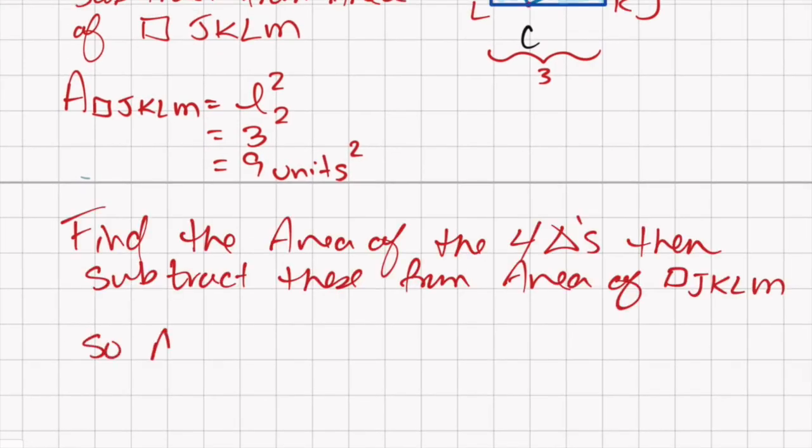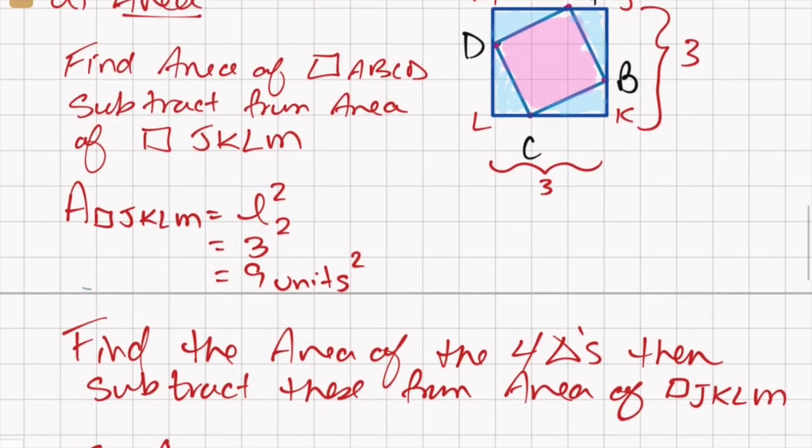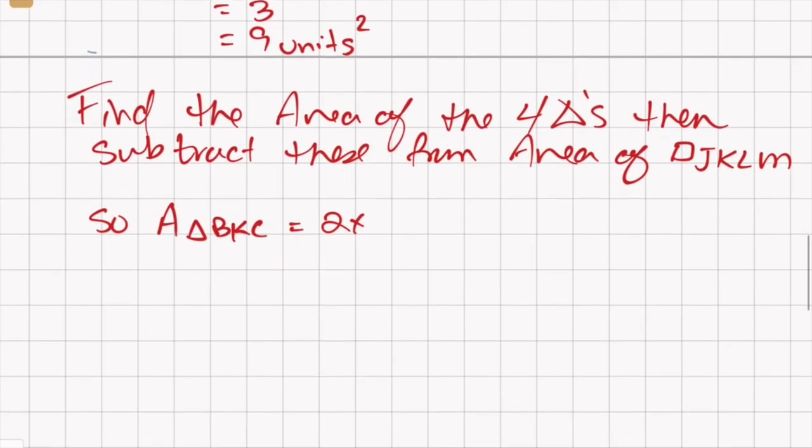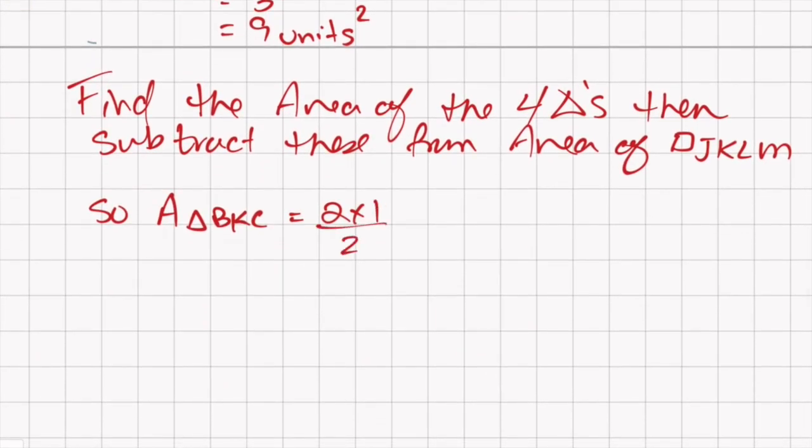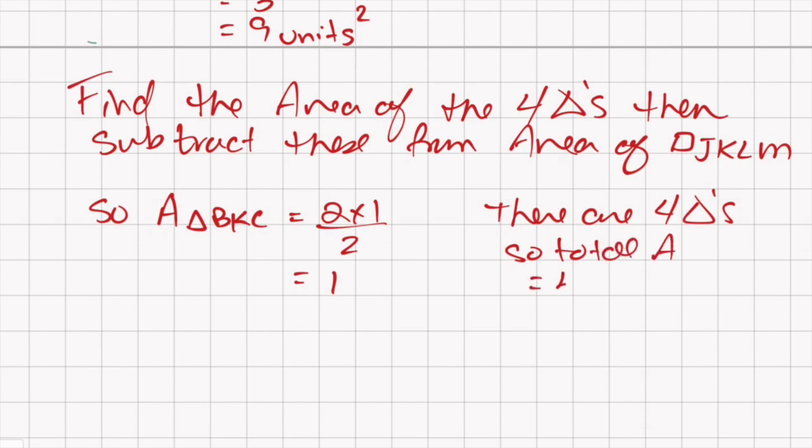So what we want to do is find the area of the 4 triangles and then subtract those from the area of the enclosing square. So we can look at triangle BKC here, and what we want to remember is that we're finding the area of a triangle, so we need to find base times height and divide that by 2. So you would have a base of 2 times a height of 1 and divide that by 2, which means that you would have 2 divided by 2, which would equal 1. But there's a total of 4 triangles in our drawing, so that means that the total area would be 4 times 1, which would equal 4.